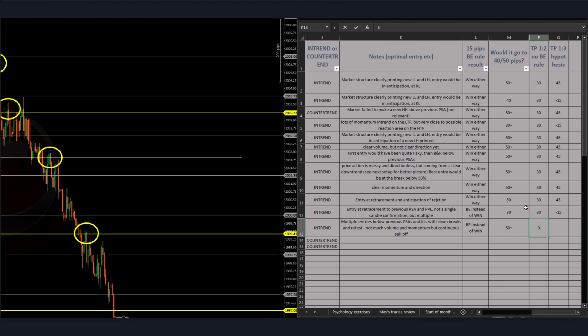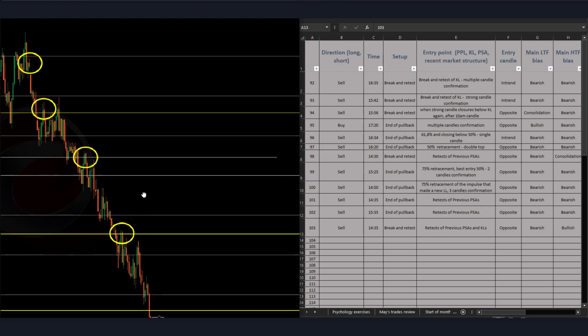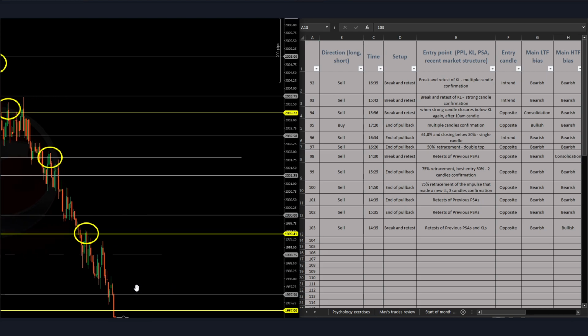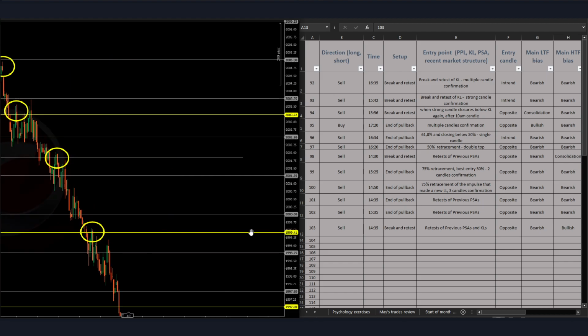So this one will be 30, and this one will be a 45, because it went to 45 pips at least. From here, yeah, it went to 40 pips in a few minutes. And yeah, the next one, after going down to 1991, and here we are 1999, so it's more than 80 pips.